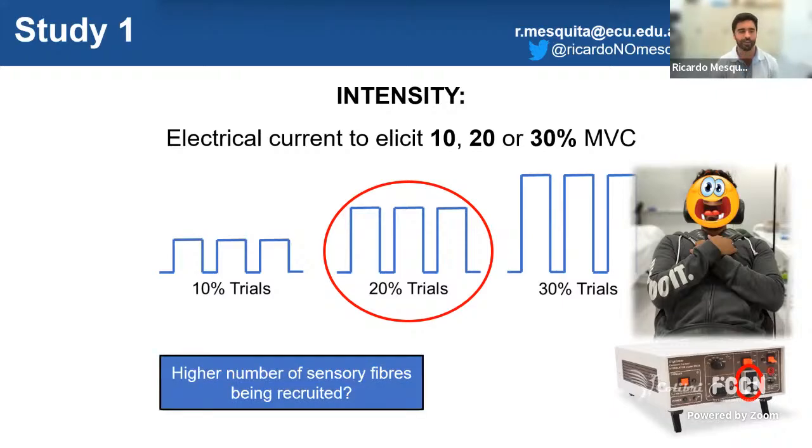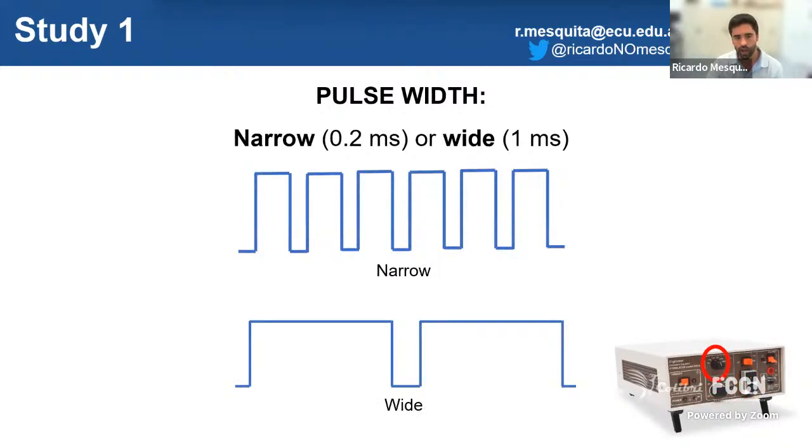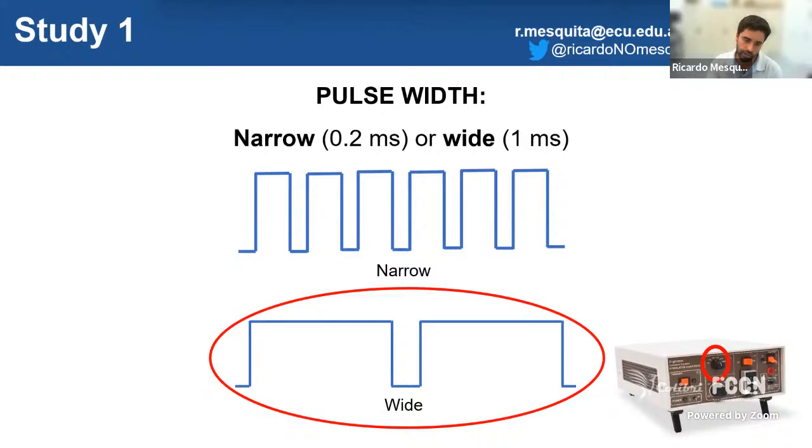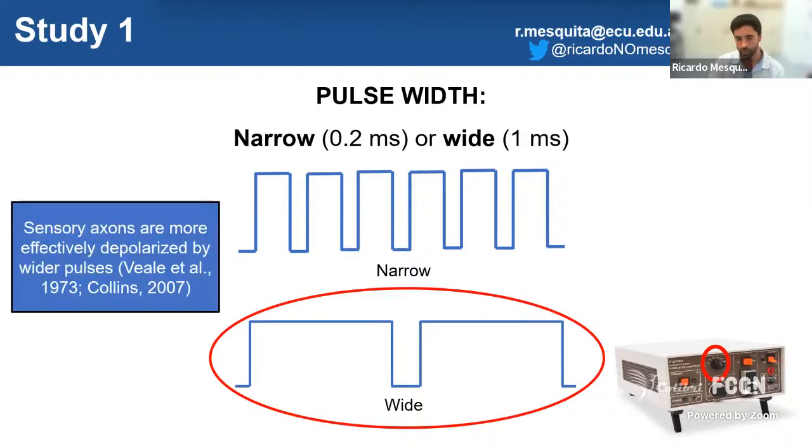And so what probably happened here is that we had a higher number of sensory fibers being recruited from 10 to 20%. And then at 20%, we find a sweet spot, because at 30%, it starts getting uncomfortable and maybe even a bit painful, which causes some inhibition in the motor neuron. Now, another thing we looked at was pulse width, and we found, as expected, that wider pulses evoked greater torque, possibly explained by sensory axons being more effectively depolarized by wider pulses.